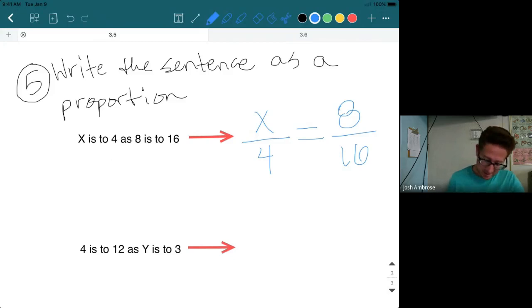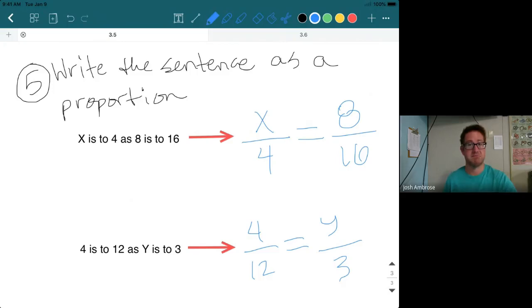Next one. 4 is to 12. 4 goes first, is to 12. As, there's our little equals, y is to 3. Simple enough. 4 goes first, goes on top. 12 second goes on the bottom. The word as right there, that's kind of designating, hey, this is the comparison point. Put equals. Then comes a brand new statement. Y goes on top, 3 goes on bottom.